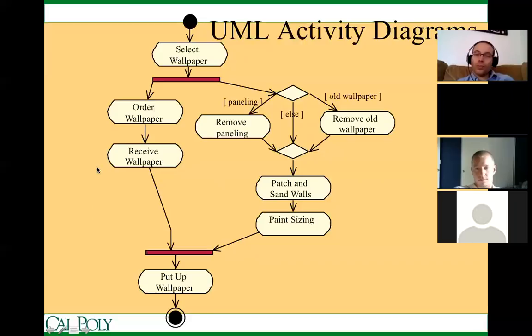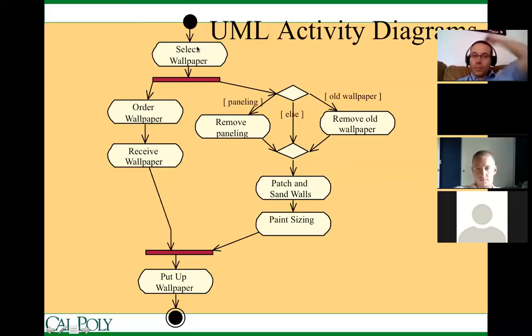And so this was an example. This is an activity diagram that kind of shows the process of doing that. And what we agreed to, that no work would happen with removing paneling or removing old wallpaper and fixing the walls and any of that until we had selected the wallpaper.